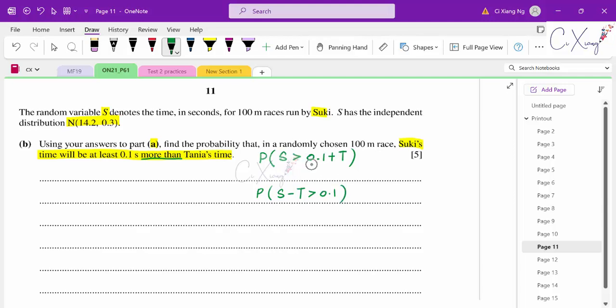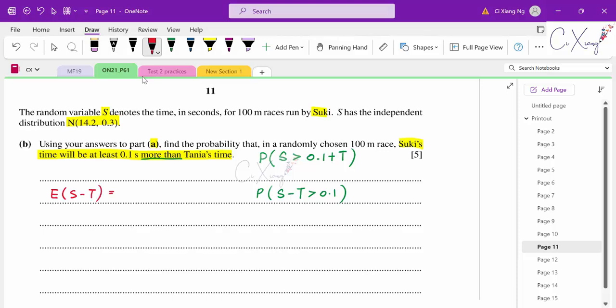Alright, so the original question wants us to find this probability, but we cannot find it if we have random variables on both sides. I will move all the random variables to one side. So I will try to find the distribution of S minus T first before I can do the calculation of probability. First of all, I want to find the mean of S minus T.